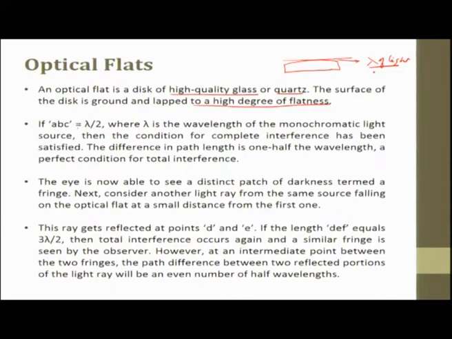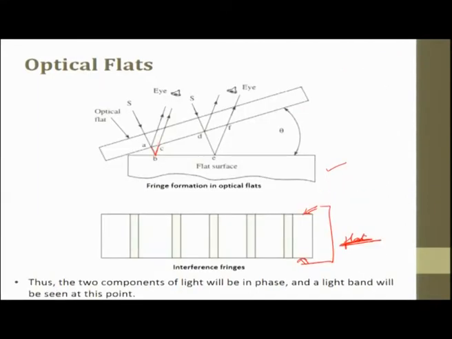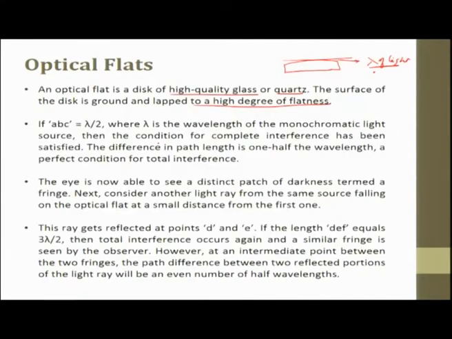If ABC is equal to lambda by 2, where lambda is the wavelength of a monochromatic light source, then the condition for complete interference has been satisfied. The difference in path length is one half of the wavelength, a perfect condition for total interference.